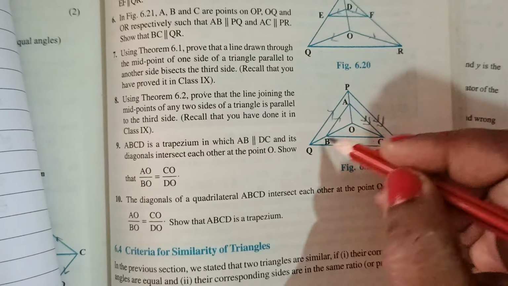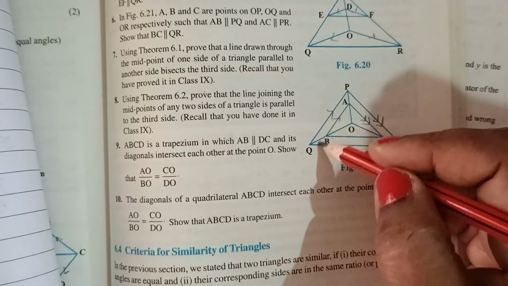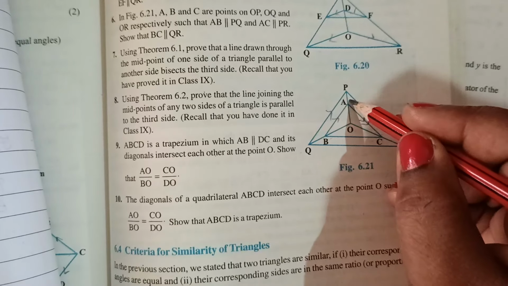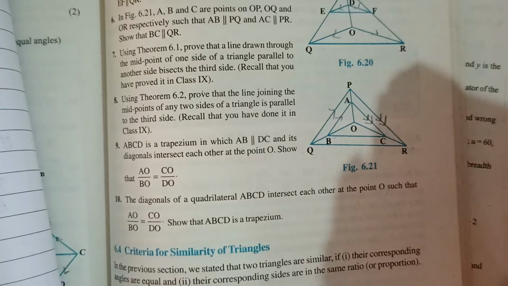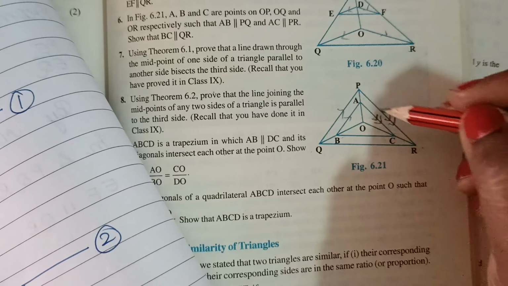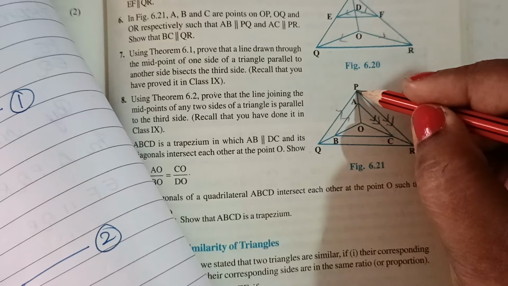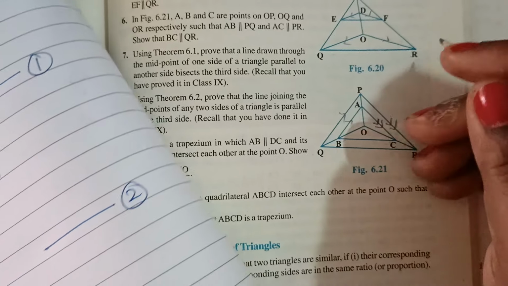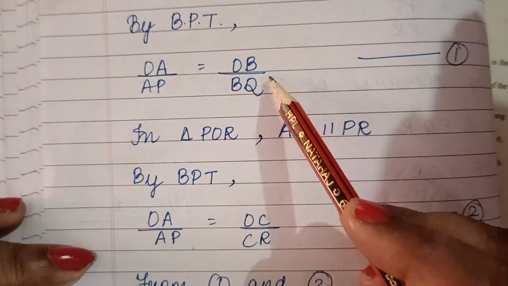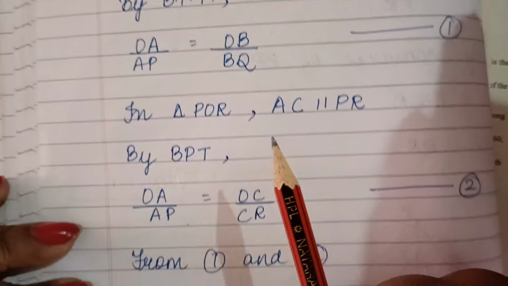Now in triangle POQ, if AB is parallel to PQ, so by basic proportionality theorem, OA by AP equals OB by BQ, isn't it? So in triangle POR, again AC is parallel to PR. So by basic proportionality theorem again, OA by AP will be equal to OC by CR. So again, what do you find? That the left hand sides are equal, isn't it? So the right hand sides will also be equal. So OB by BQ equals OC by CR.